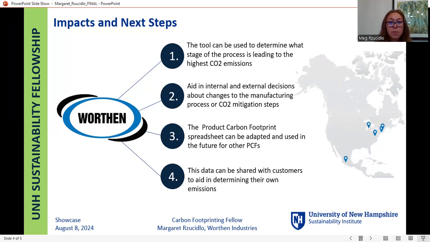The product carbon footprint spreadsheet can also be adapted and used in the future for other PCFs, so the setup will stay the same with the values and inputs being changed. This data can also be shared with customers to aid in determining their own emissions.